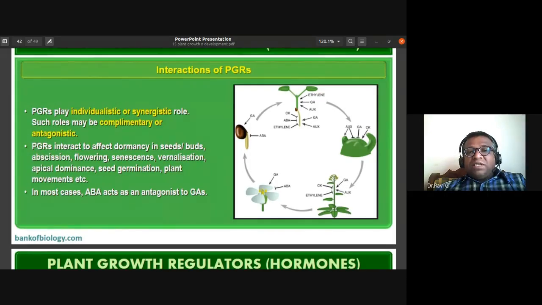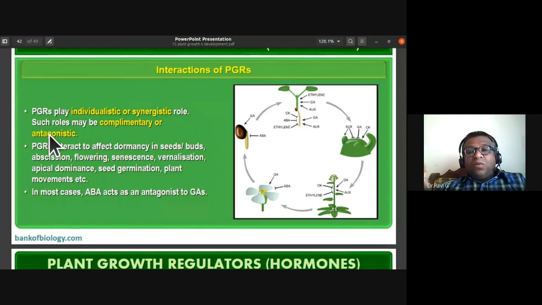Now we have to understand the interaction of these plant growth hormones. Plant growth regulators play individualistic or synergistic roles. Such roles may be complementary or antagonistic, that is, against the existing requirement. Antagonistic means opposite to the requirement.